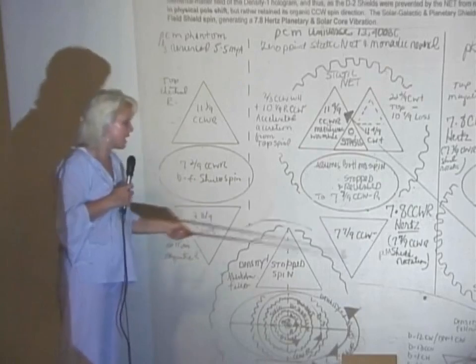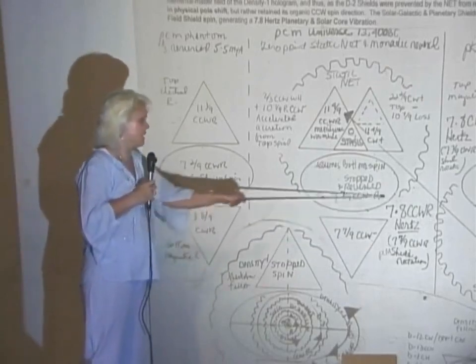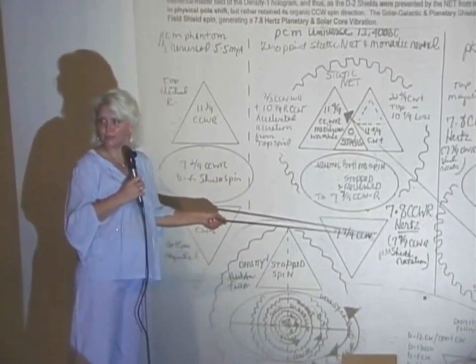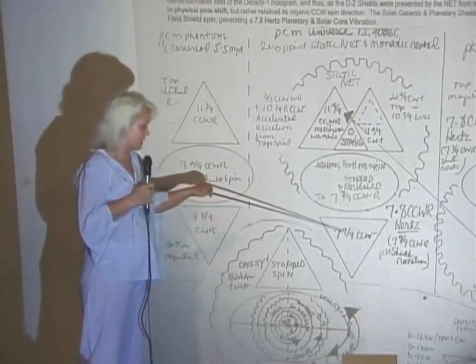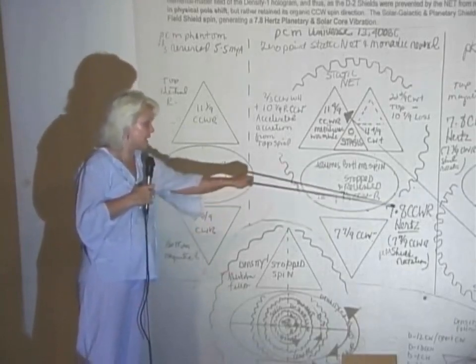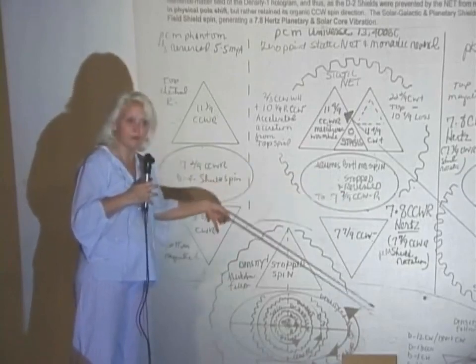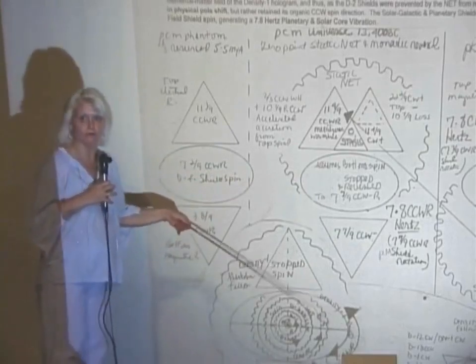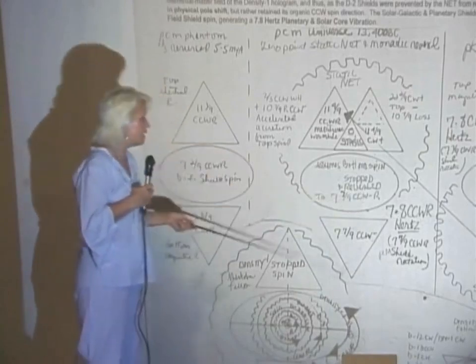The 7 7/9, or it's like 7.999 or something like that. It comes out 7.8, what is it? 7.8 recurring? Yeah, 7.88888. So it is like 7 7/9. All right, that's where they get that 7.8 hertz core vibration of the planetary, and it's also in the solar core vibration is running at increments of the 7.8. That's where they get this.